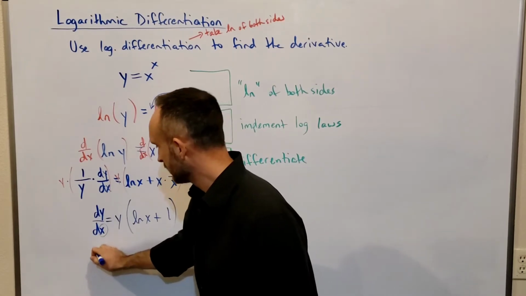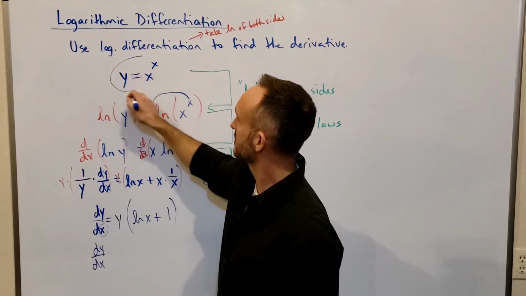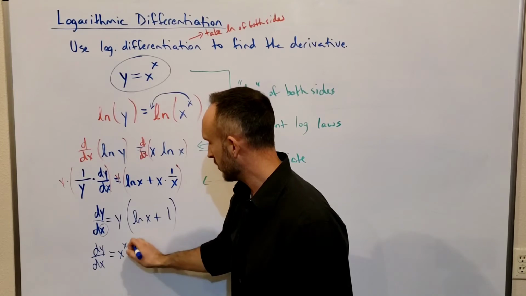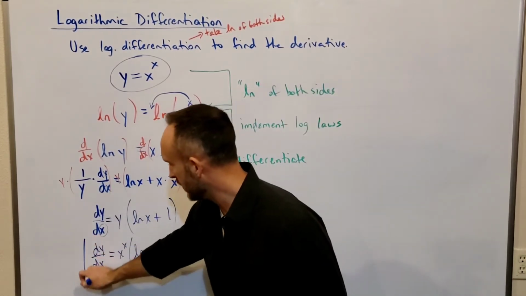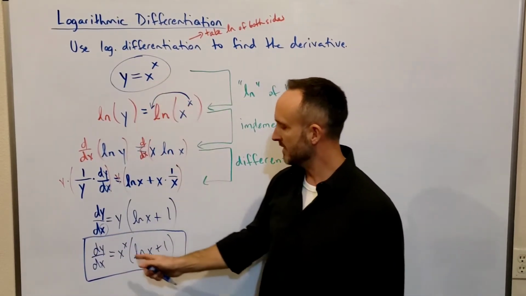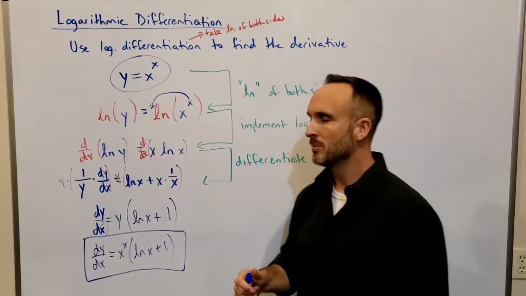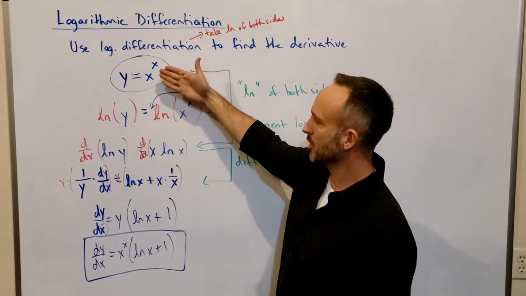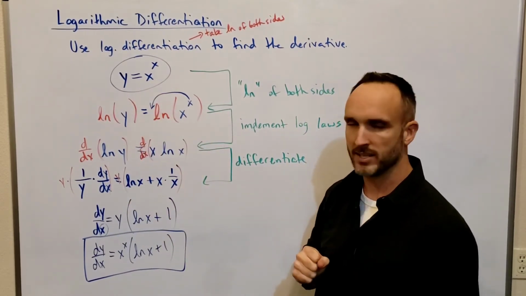So what we're going to do to put this all in terms of x, well, y is just x to the x power. So I'm going to replace this y with x to the x power. So it's very interesting that the derivative of x to the x power is x to the x power times the quantity natural log of x plus 1. But you can see how simple that was to do if you rewrote the equation using logarithm properties first and then used implicit differentiation to solve for dy dx.